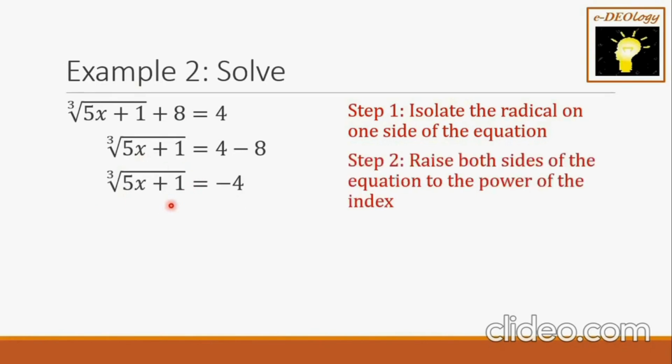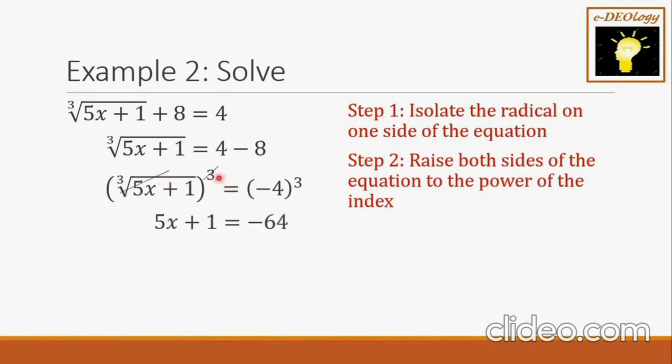Now we are able to isolate our big radical on the left side. We'll go now to our step 2 to raise both sides of the equation to the power of the index. Our index here is 3. So we're going to raise both sides by a power of 3. Then cancel the big radical sign along with that power 3. Only the 5x plus 1 comes down here. And on the right side, the negative 4 cubed is simplified into negative 64.